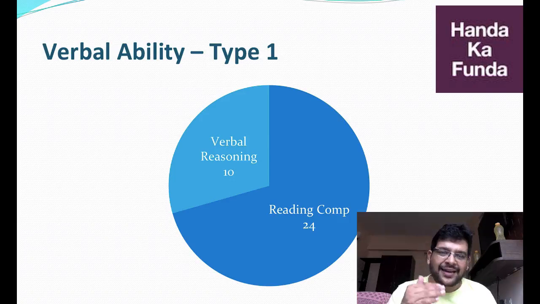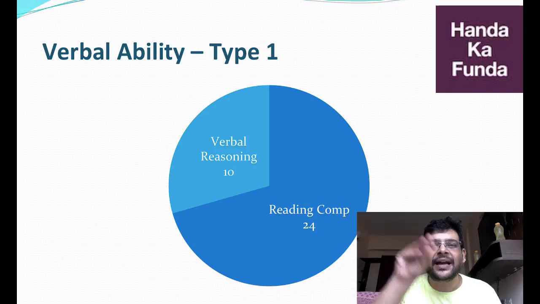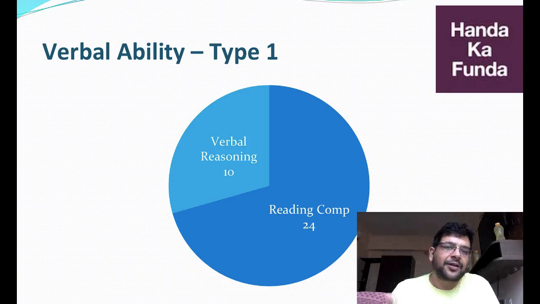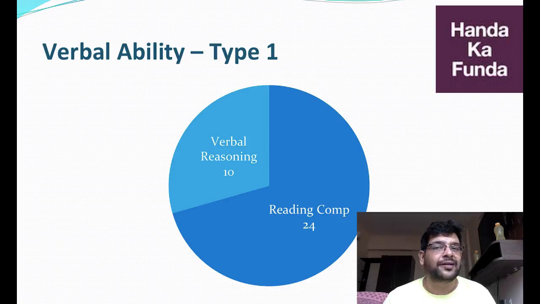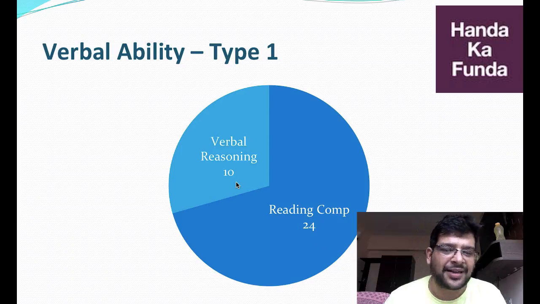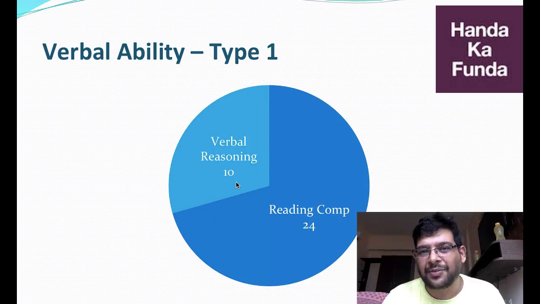Or you are again given a set of sentences, and you have to exclude a sentence from them which does not gel well with the paragraph. It could also include stuff like fact inference judgment, for example. So this is the case that was there last year. 24 questions on RC, 10 questions on verbal reasoning.